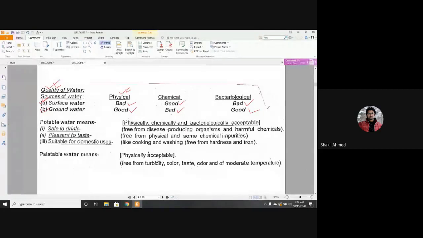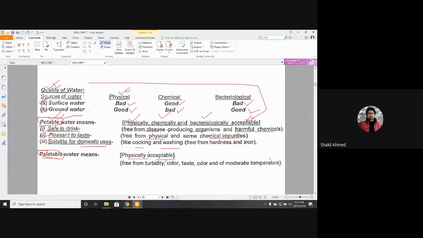Very important. You know what is potable and palatable? Potable means the water which has three characteristics: physically, chemically, and bacteriologically acceptable. That means you can drink this water. It is safe to drink, free from disease producing organisms and harmful chemicals, pleasant to taste, free from physical and some chemical impurities, suitable for domestic usage, for cooking, washing. This is potable. Now, what is palatable?